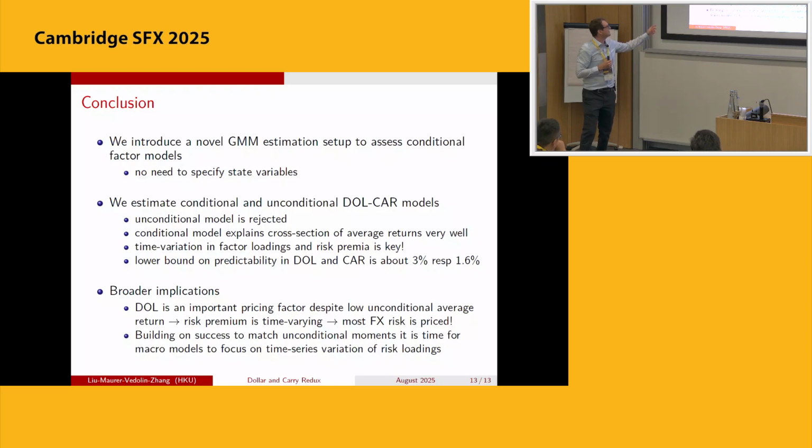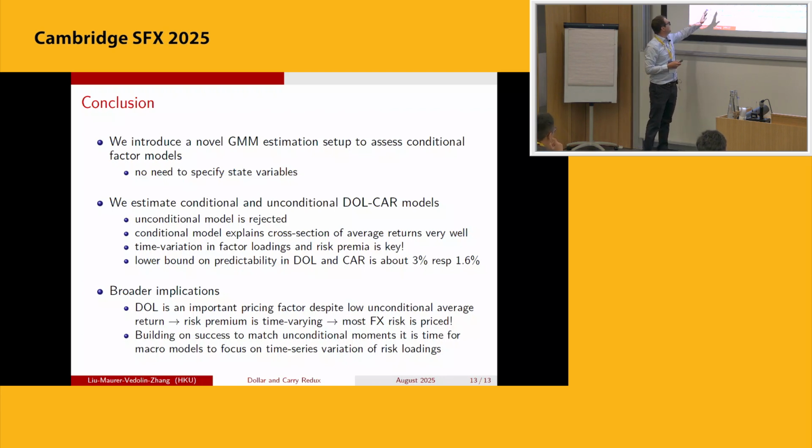conclusion. So we introduce a kind of novel GMM estimation setup where we show how to estimate this model in a conditional setting. And you don't need to specify state variables. Then we show that the estimated conditional model does a very good job explaining quite a rich cross-section compared to the unconditional model, and basically stressing this whole thing that conditioning information or this time series variation in risk loadings and risk premium is first order of importance and cannot be ignored.